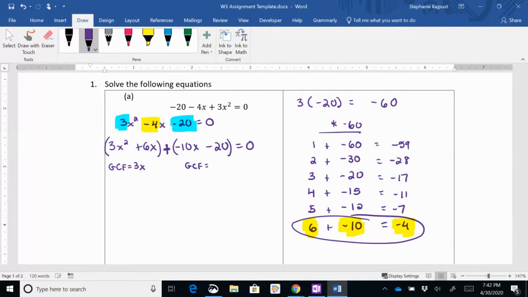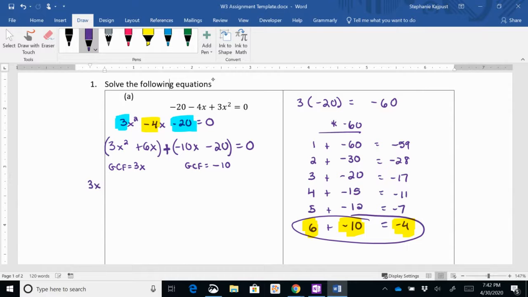Then I'm going to look at my second pair of numbers. If the first number in that pair is negative, my GCF is going to be negative. I look at the numbers 10 and 20. The biggest number I can divide out is 10. And then I can't take out a variable because there's no variable in the negative 20. So my GCF is just going to be negative 10. So now I'm going to factor those out.